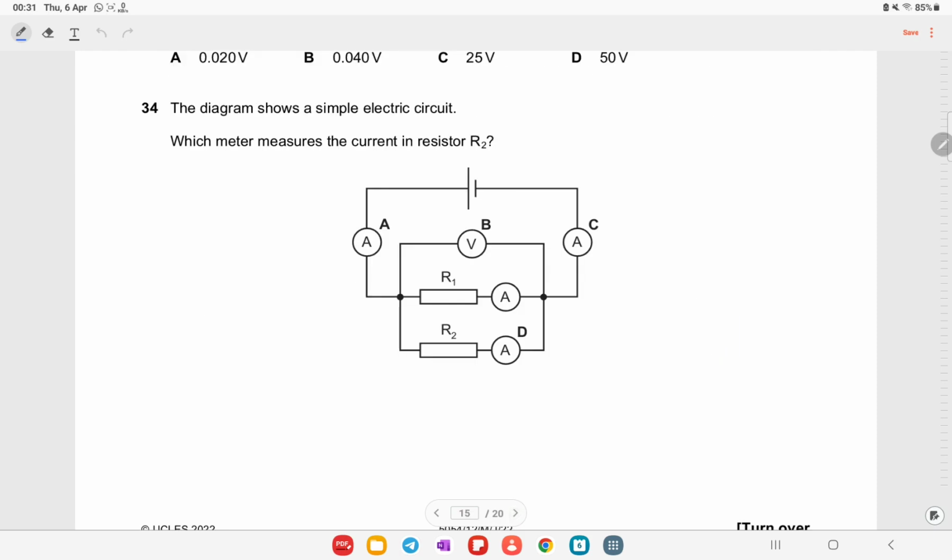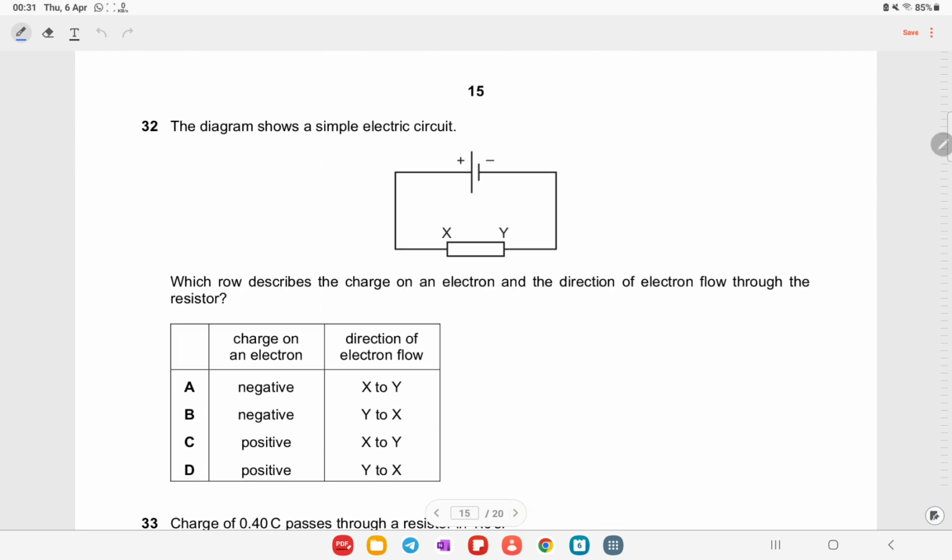Now let's move to the next question. The diagram shows a simple electric circuit. Which row describes the charge on electrons and the direction of electron flow through the resistor? Obviously from negative to positive it's going to be like this. The charge on an electron is, by common sense we have been studying since childhood, negative, and the direction of the electrons would be from Y to X, so this is your right answer.